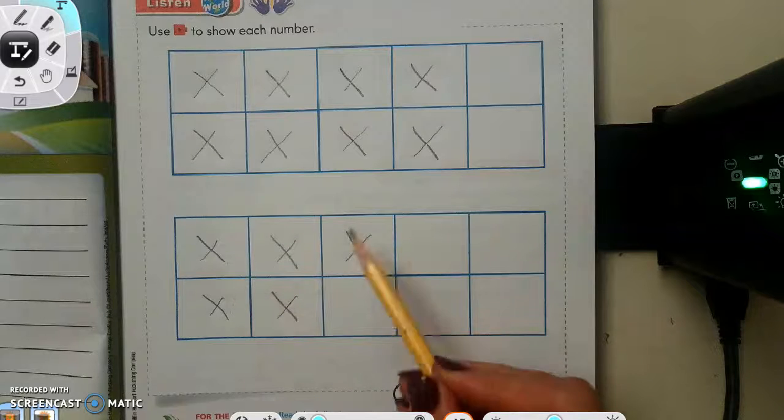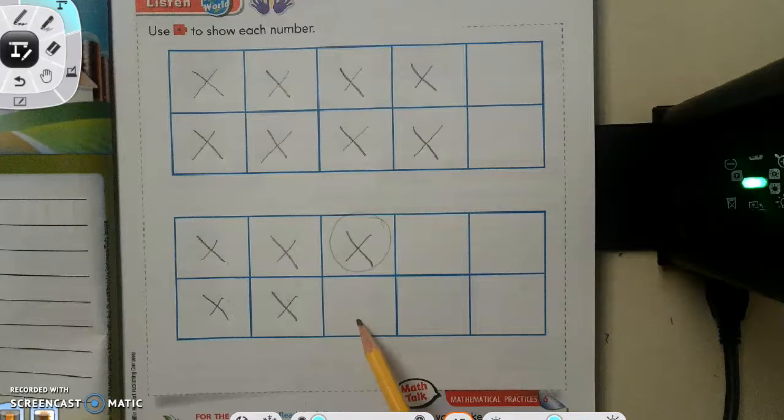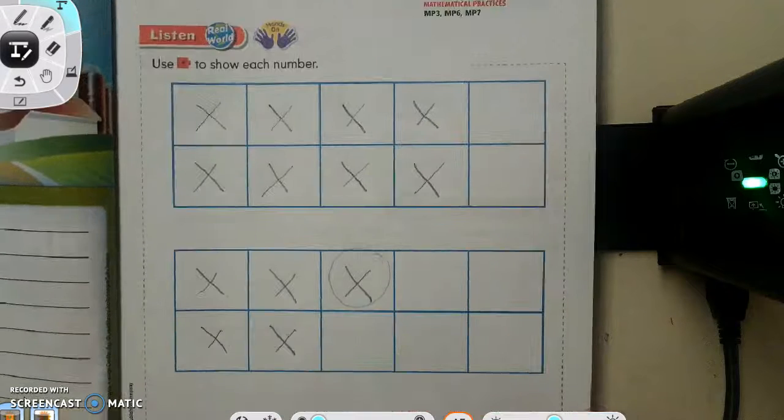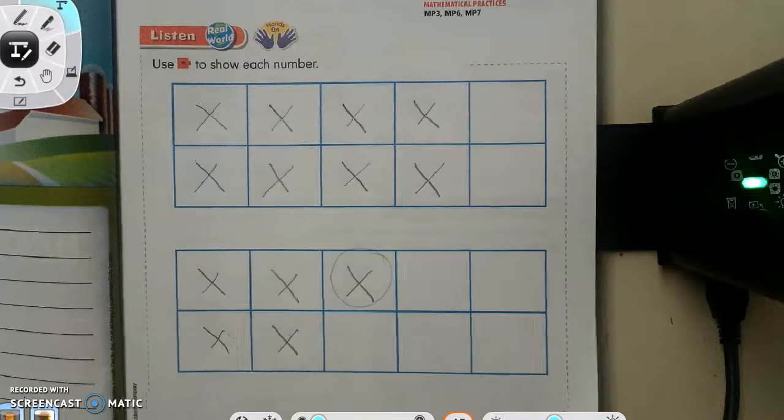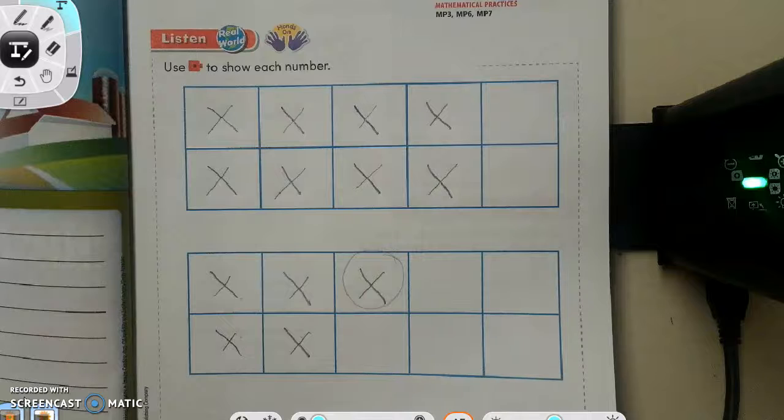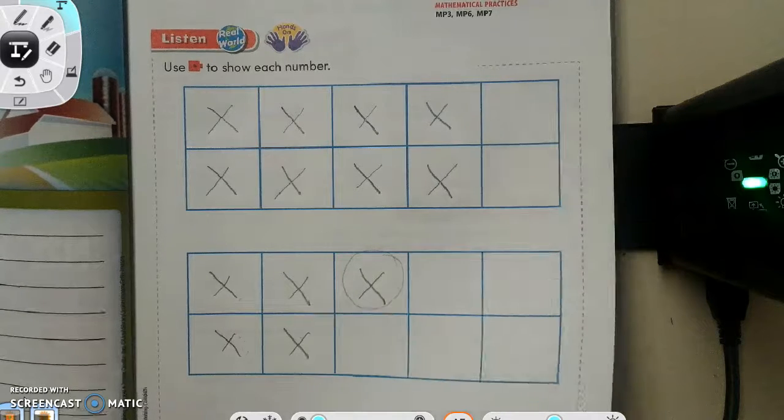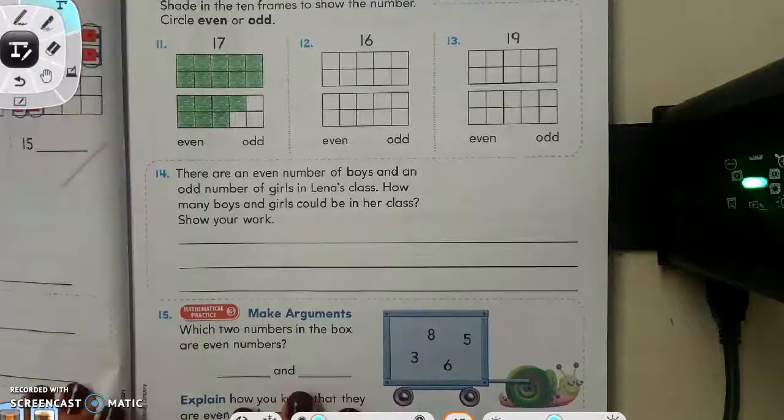Notice that this time one cube doesn't have a buddy. When they can't be placed in equal pairs, that number would be odd. 5 is an odd number. Another way to think about even numbers and odd numbers is even numbers you can get to by counting by twos, by pairs. So 2, 4, 6, 8, 10, those are all even numbers. Odd numbers you will not get to by counting by twos.